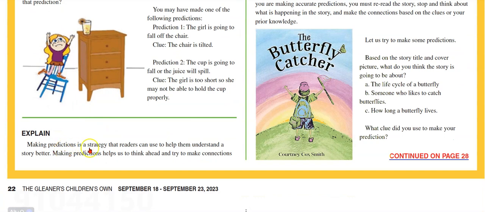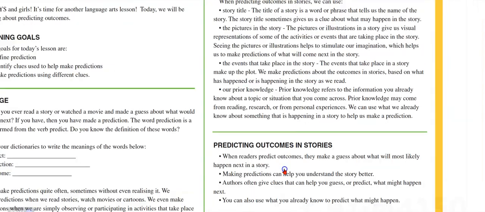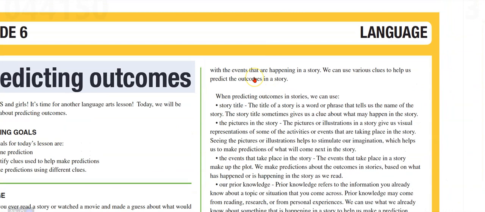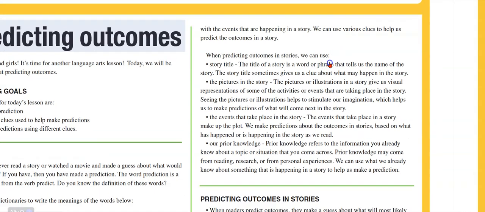Making predictions is a strategy that readers can use to help them understand a story better. Making predictions helps us to think ahead and try to make connections with the events that are happening in a story. We can use various clues to help us predict the outcome in a story.